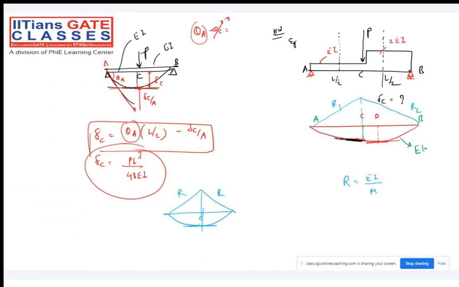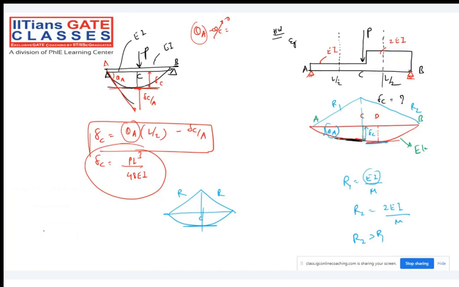But here, my friend, R1 is what? EI by M. And what is R2? 2EI by M. Definitely R2 is more than R1. If the radius of curvature is different, how can you get that symmetric condition over here? Because of that elastic curve, we will get the maximum deflection somewhere else, not at point C. And if finding theta A itself is a very difficult task, then how can you find the deflection at point C? With folded hands, we will say that we can solve this particular problem by Castigliano's method, right?